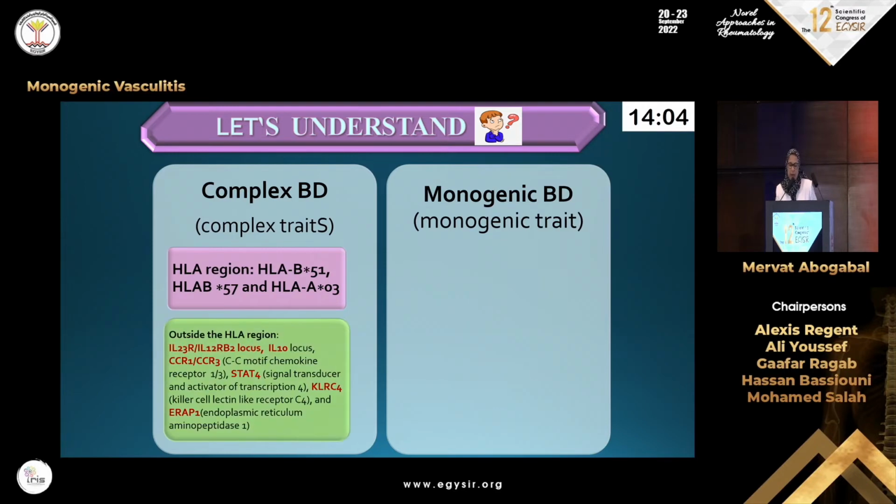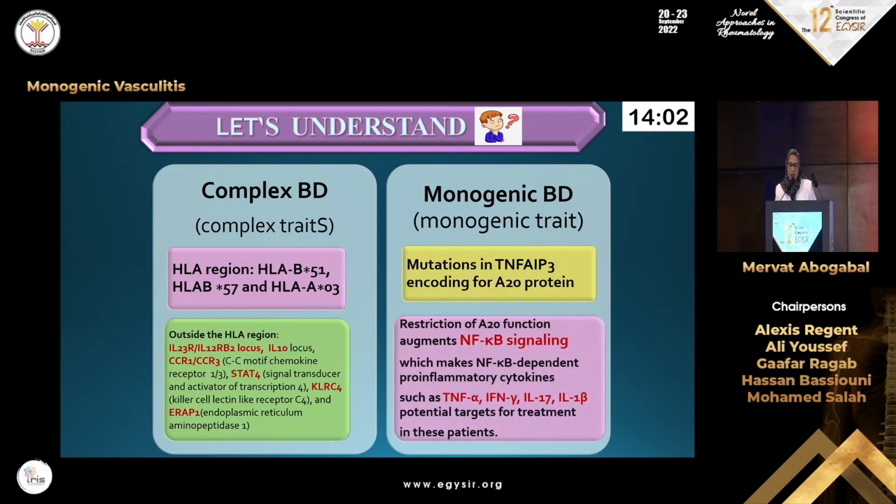This means that, for example, as I said, in Behçet disease, this complex Behçet disease, which is associated with multiple gene variants, whether in the HLA region, like HLA-B51, HLA-B57, HLA-A03, or outside the HLA region, like interleukin-23 receptor, interleukin-12 receptor B2 locus, interleukin-10 locus, and so on.